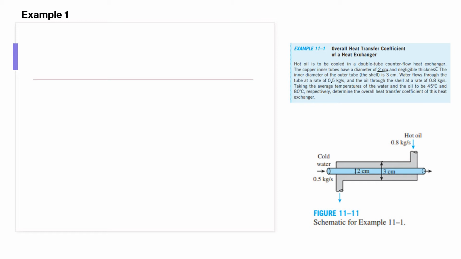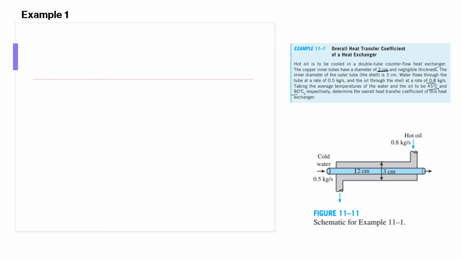Water flows through the tube at a rate of 0.5 kg per second, and the oil through the shell at a rate of 0.8 kg per second. Taking the average temperature of the water and the oil to be 45 degrees Celsius and 80 degrees Celsius respectively, determine the overall heat transfer coefficient of this heat exchanger. Let me show you how to answer this question. You also can try to solve it on your own.